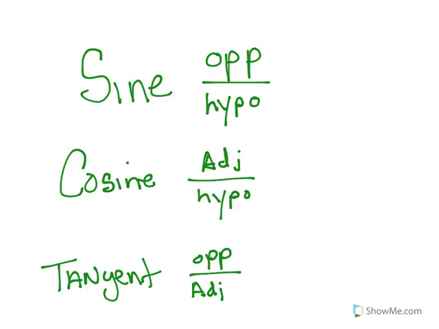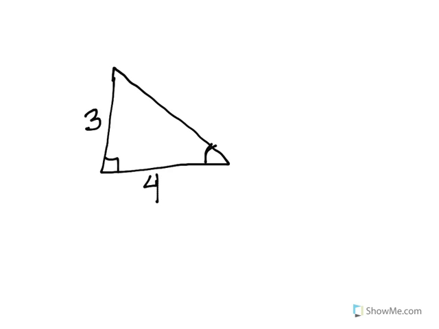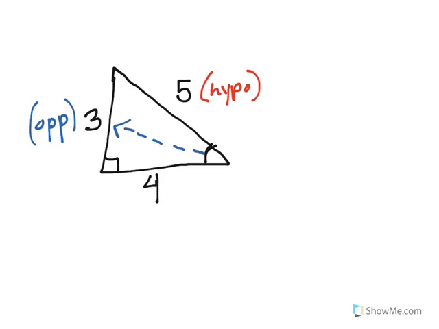So here's the basics of sine, cosine, and tangent. When you look at a triangle, here's what I need you to be able to do. If I'm looking at this angle on a basic 3, 4, 5 triangle, I want you to look at that angle, and first of all, know that this is the hypotenuse. We want to know that this is the opposite. And there's only one left for the adjacent.